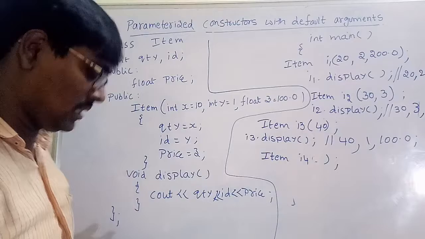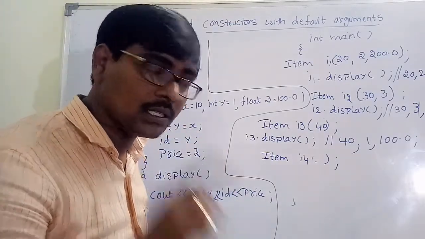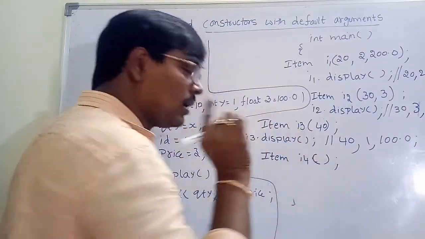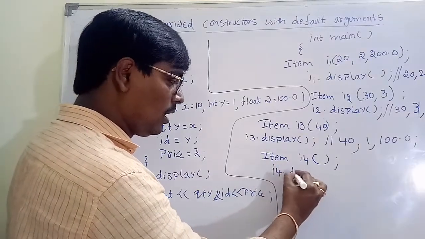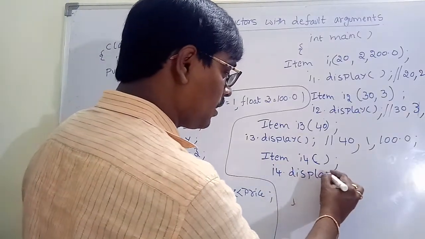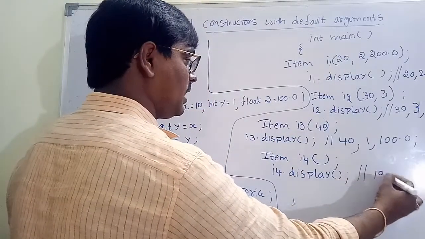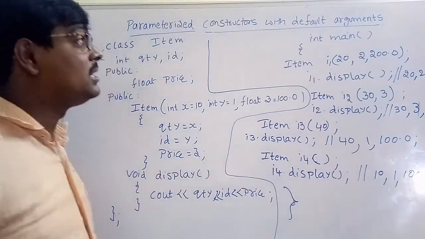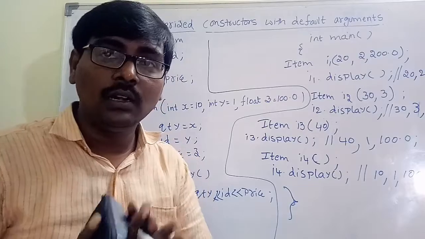So that is the reason, even though we are not passing any parameters, you can write the empty parentheses also. i4 dot display. So what are the values? All default values: 10, 1, 100.0. This is the way to call the parameterized constructor with default values.